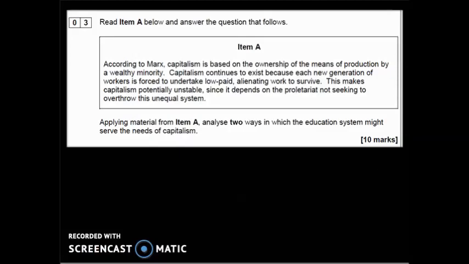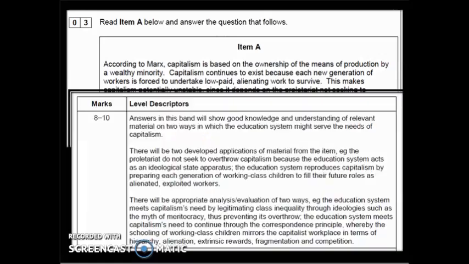So here is the question and item that I will be discussing from Paper 1 full A level 2018, question 3, 10 mark. And as you can see from the item and the question, it is from the theory of education topic, in particular Marxist theory. The big clue is the word capitalism that gives that away.